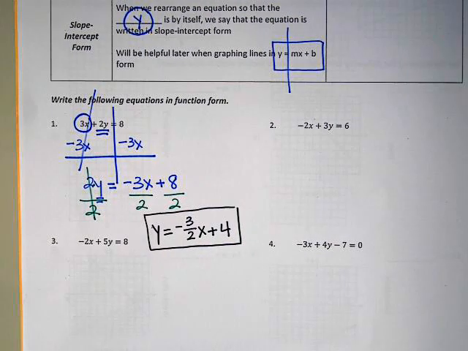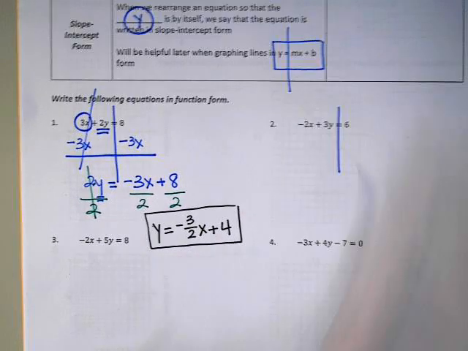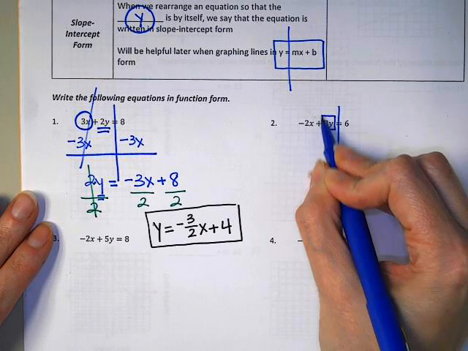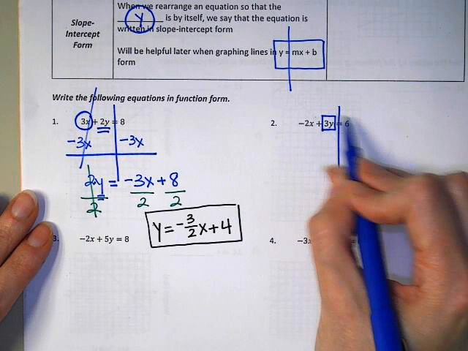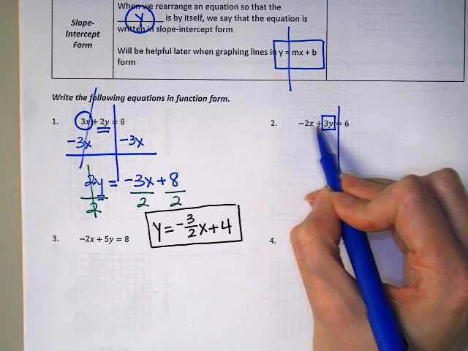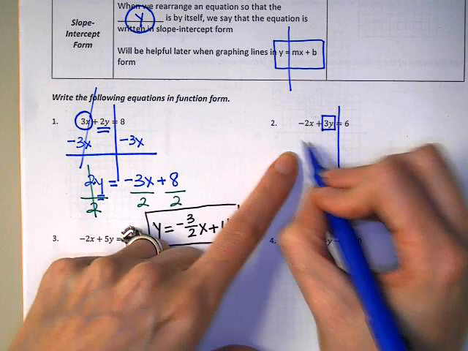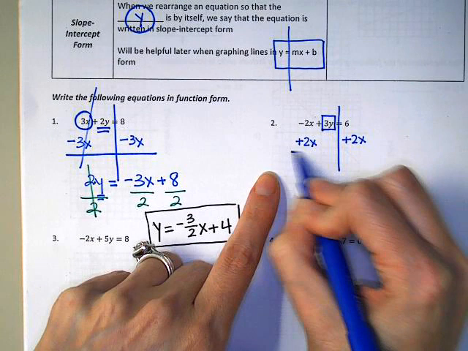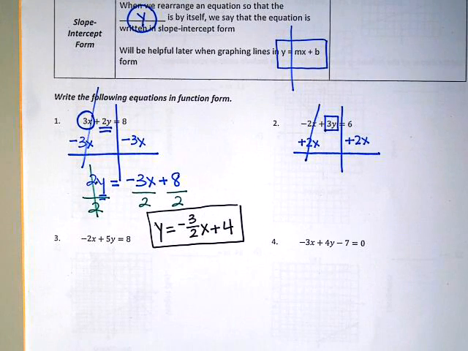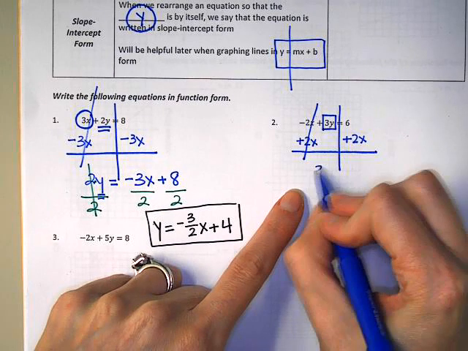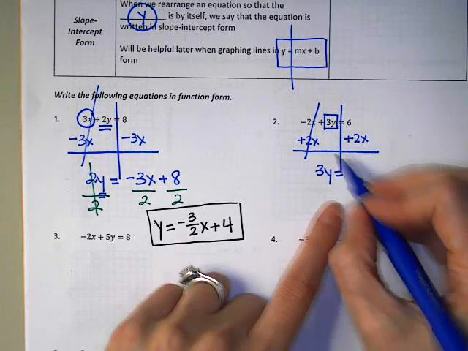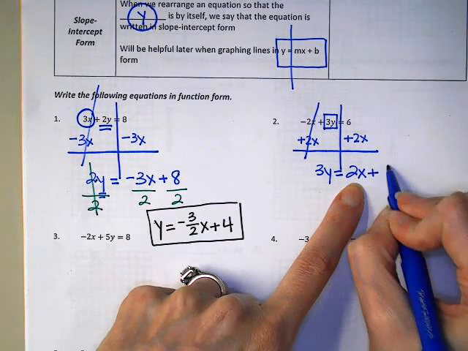All right, let's try another one. Number 2, we're going to start by drawing the wall. And if we're trying to get y alone, we need to move the 2x over. Now, how do you move a subtracting 2x? We add 2x. You always do the opposite to move it to the other side. So now we have 3y equals, again, I'm going to switch the order. I'm going to do 2x plus 6.